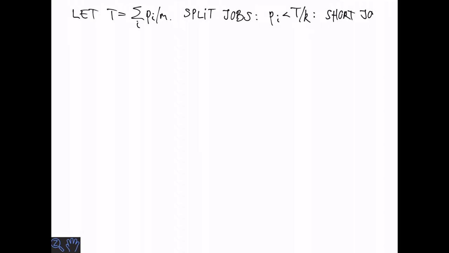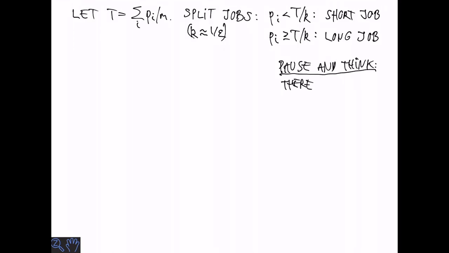We're going to define t as the average processing time and split the jobs into the easy ones and the difficult ones. In particular, the ones that have processing time less than t over k for some parameter k, we call short, and the ones that have longer processing time, we call long. And k we're going to choose as something like 1 over epsilon.